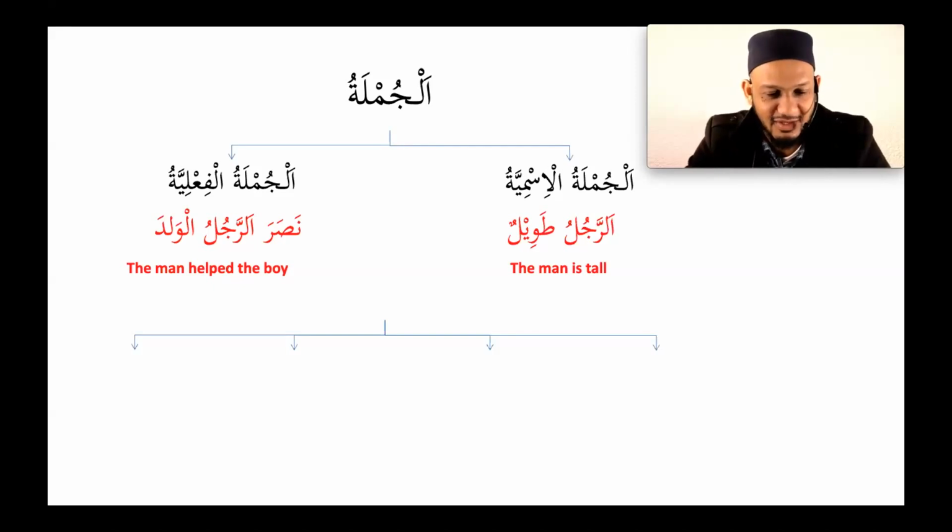Okay, good. So how do you recognize the maf'ulun bihi? Can somebody else have a go? I'm blanking now. It has a nasab ending. There's a nasab ending.